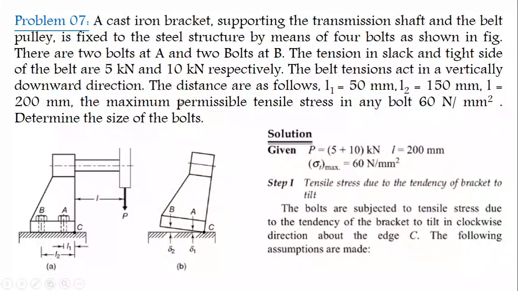Okay, the distances are as follows: L1 equal to 50 millimeter, L2 equal to 150 millimeter, and L equal to 200 millimeter. The maximum permissible tensile stress in any bolt is 60 Newton per millimeter square. Determine the size of the bolt.